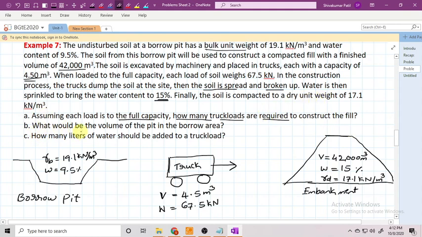And the second question is what should be the volume of the pit in the borrow area? So they are asking for the volume of the pit.